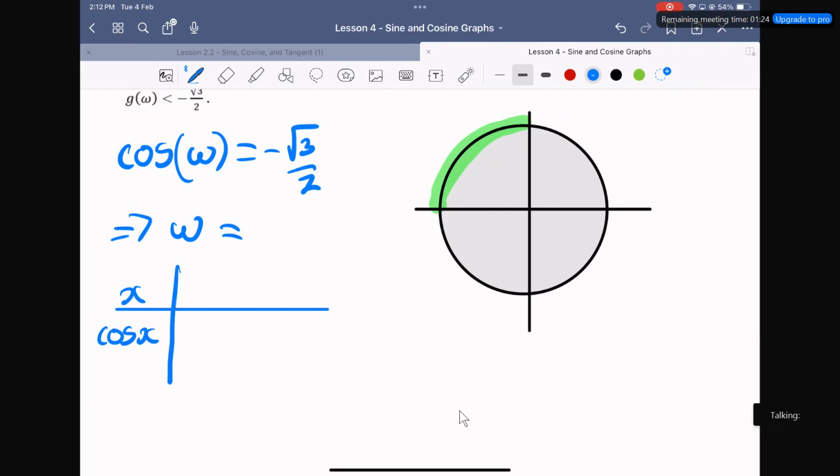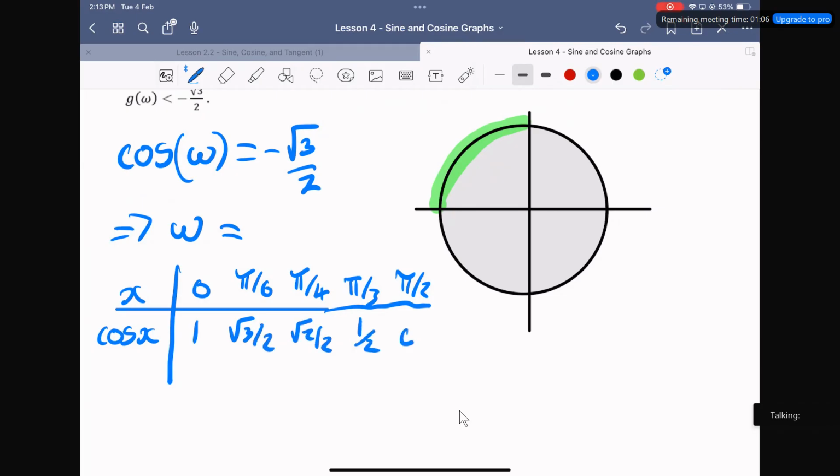If we go to our exact value table, we get 0, pi over 6, pi over 4, pi over 3, pi over 2. This is our exact value table. And the cosine values start at 1, root 3 over 2, root 2 over 2, a half, and 0. So because we want root 3 over 2, we're looking at this. But that would be in the first quadrant. So we know it's going to be a reflection of this line. So our line is going to be over here. This is our interval. This would give us the angle 5 pi over 6.